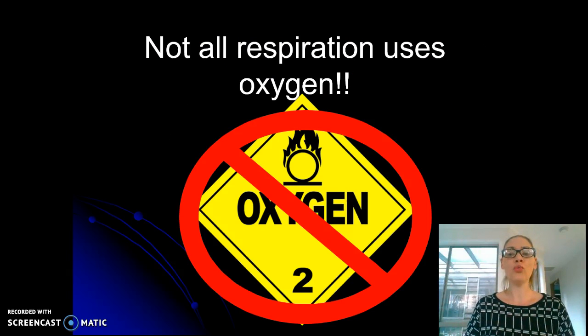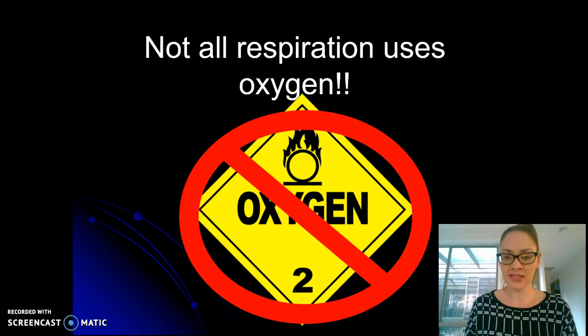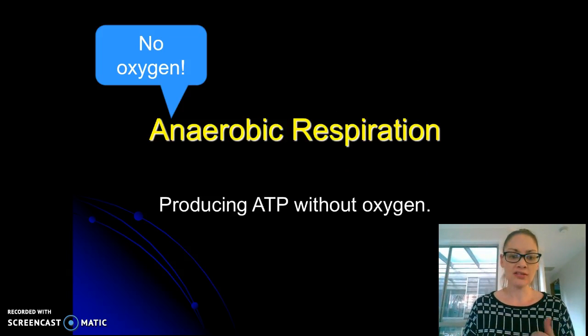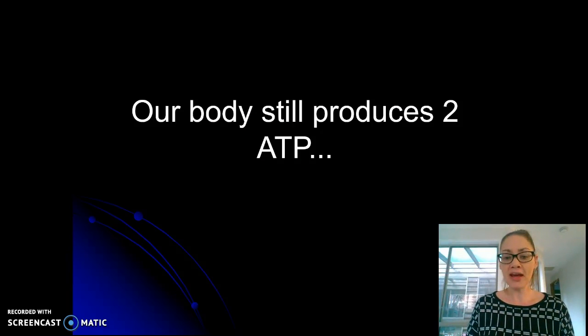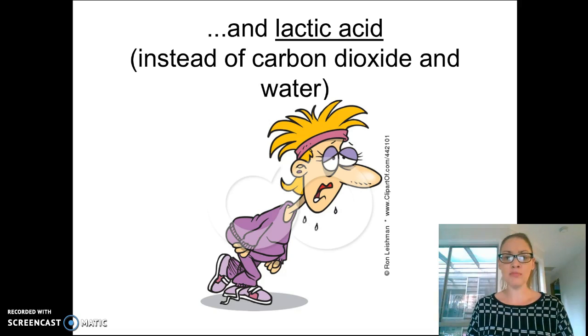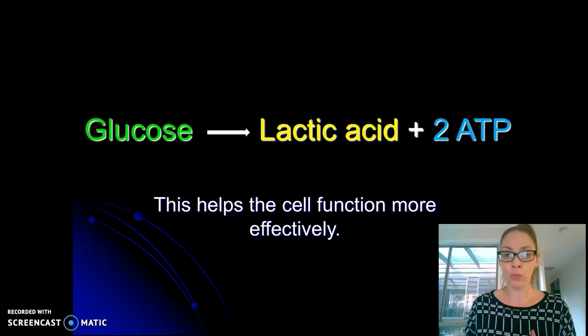So not all respiration uses oxygen, and this is where we go into anaerobic respiration. So it's producing ATP without oxygen. If you do heavy exercise, your body can't actually keep up with the oxygen demands. You still make 2 ATP because you still want your muscles to be able to move, but you make lactic acid. So that's that burn in your muscles when you've done exercise that you're probably not used to. If I went and ran a marathon tomorrow, I would have lots of lactic acid built up in my thighs because I don't usually enjoy running. So you make lactic acid instead of carbon dioxide and water.